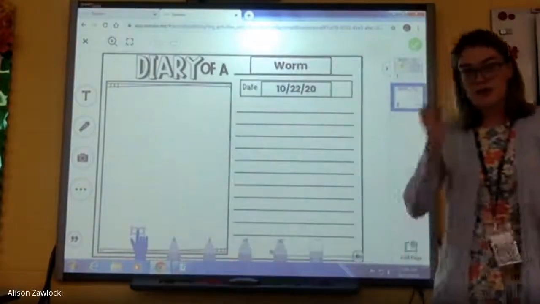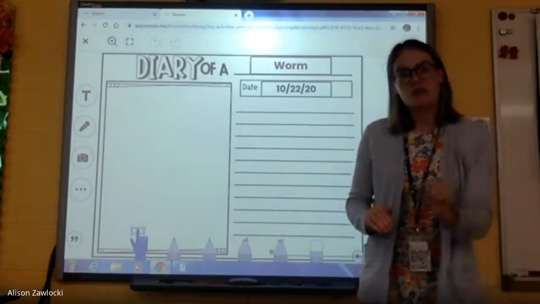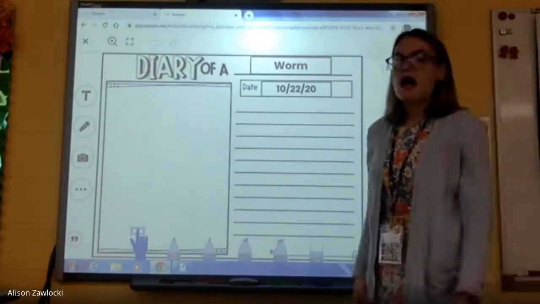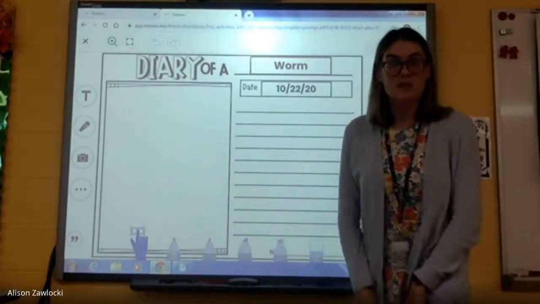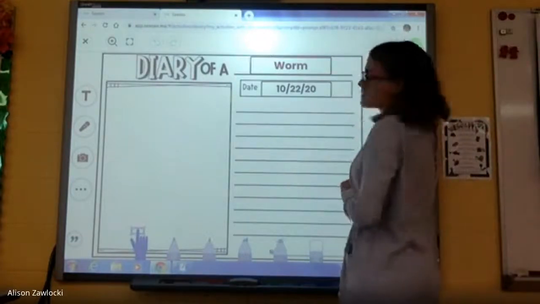If you would rather write on a separate piece of paper, write your entry and your picture on a separate piece of paper and upload a picture on here, that's totally okay. I would like you to take your time in doing this. I want to see capital letters, complete sentences, and periods at the end, okay? When you're finished, you can click the check to turn it in.